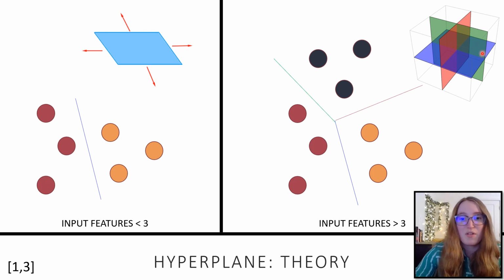This is where the hyperplane comes into play. The hyperplane can be visualized as a series of planes that all intersect at an origin point. The dimension of the hyperplane, or the number of individual planes that comprise the hyperplane, is one less than the number of input features in the dataset. So an input dataset with 5 features would require a hyperplane of 4 dimensions.